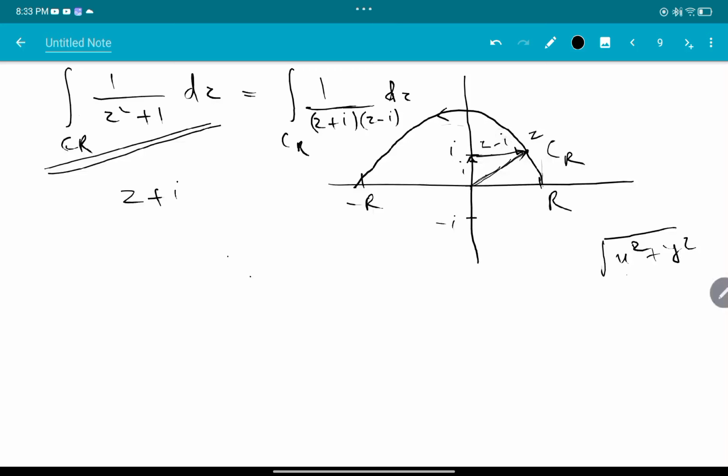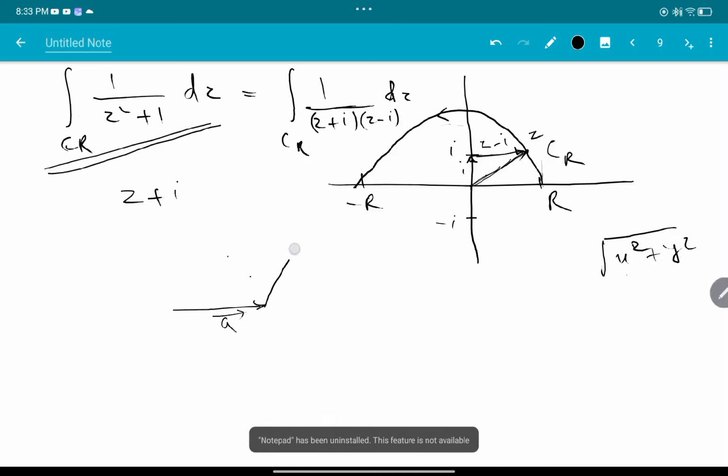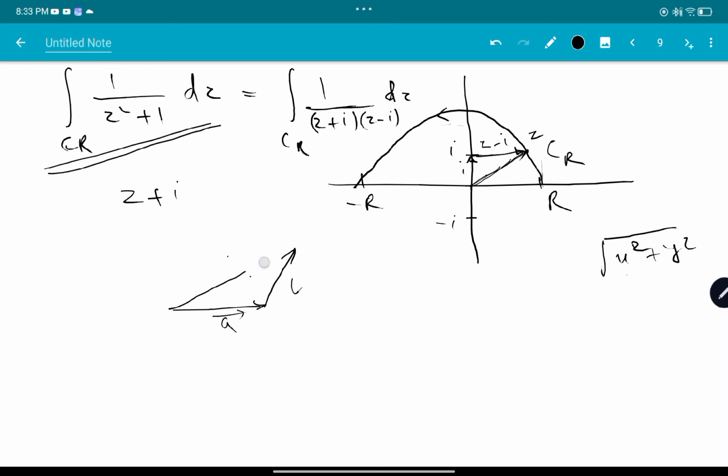How do I know it? Because if you have vector A and vector B being added, then this is A, this is B, and this is their resultant. The resultant goes from the tail of the first to the head of the last. Look at this vector. Does it go from tail of the first to head of the last? No, it goes from head of the first to head of the last. Even if it goes from z to i, it goes from head to head. So it is not the sum. It is something like this.